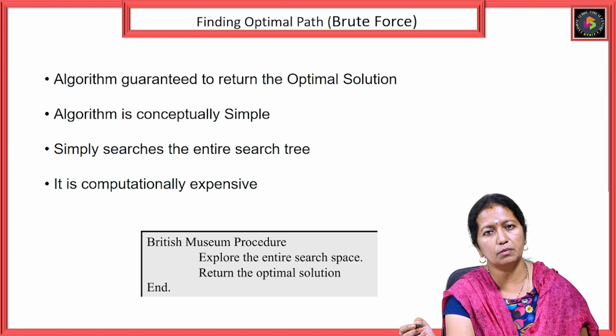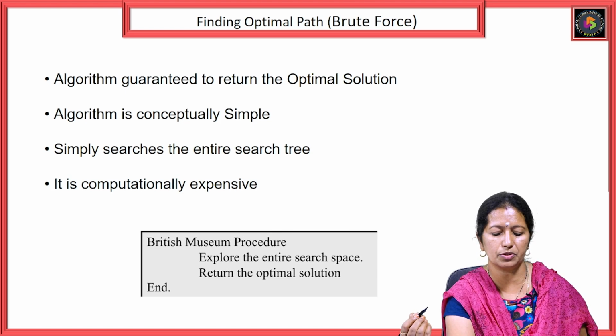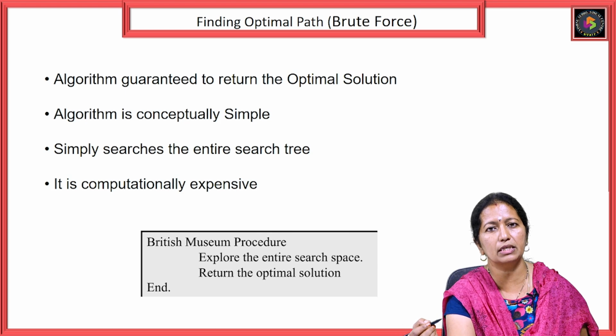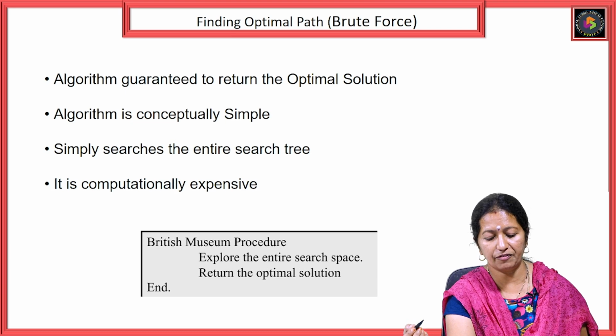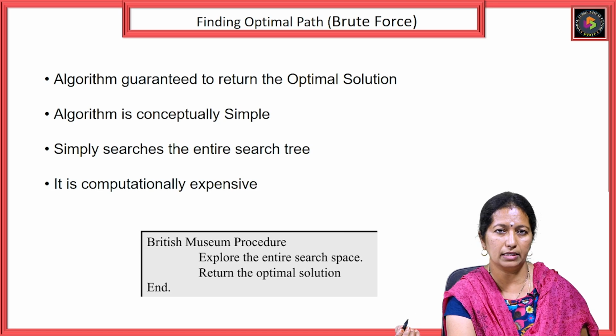Here, what is the procedure? How am I searching for you? The example I have taken here is the British Museum procedure. What will I be doing? I will be exploring the campus. I will be exploring the particular block where I have to search for you. After exploration, I will return the optimal solution, that is, ultimately I find you. Then we end. So we call it the brute force method.